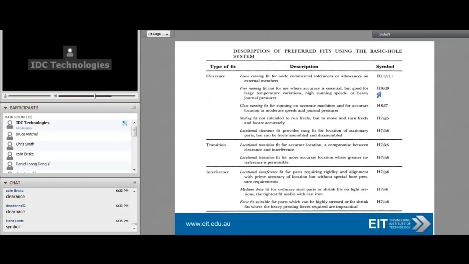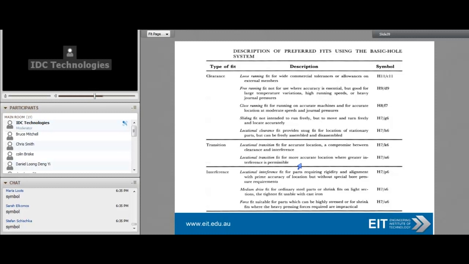So, under clearance fits, we have all of these symbols that one would refer to, and these go from loose running to location clearance. All of these are defined by the capital letter H and a lowercase letter, in this case D. Then we've got different types of transition fit. There's a locational transition fit for accurate location, and it's a compromise between clearance, that's a rattling fit, and an interference fit where it really has to be pressed in. And then we've got a location transition fit for more accurate location, where we've got very, very little clearance at all, and we're having to make sure that the parts that are fitting together don't move.